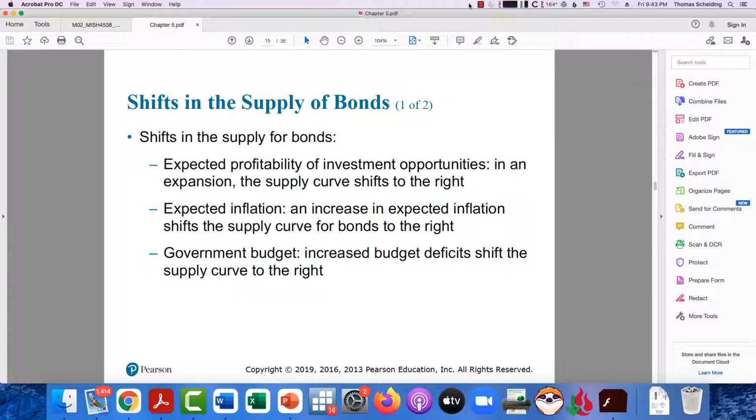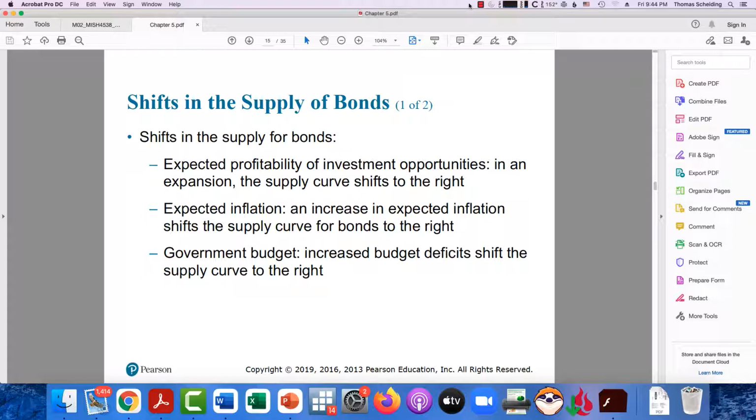Now let's look at the supply of bonds. These are affected by 3 things: profitability, inflation, and the government budget. If it's expected by a firm that investment opportunities are going to be increasingly profitable, then a firm will increase how much debt it's offering, thus shifting the supply curve to the right.